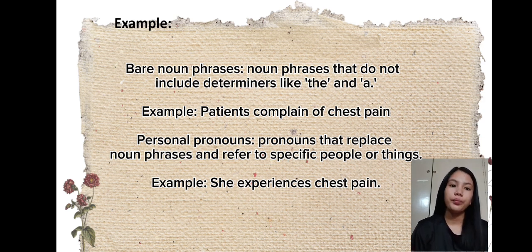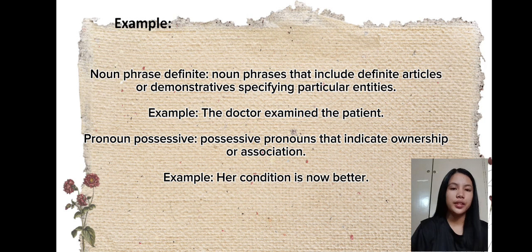So noun phrase definite are noun phrases that include definite articles or demonstratives specifying particular entities. So for example, when we say the doctor examined the patient, the doctor here and the patient are both definite noun phrases. And lastly, the pronoun possessive.